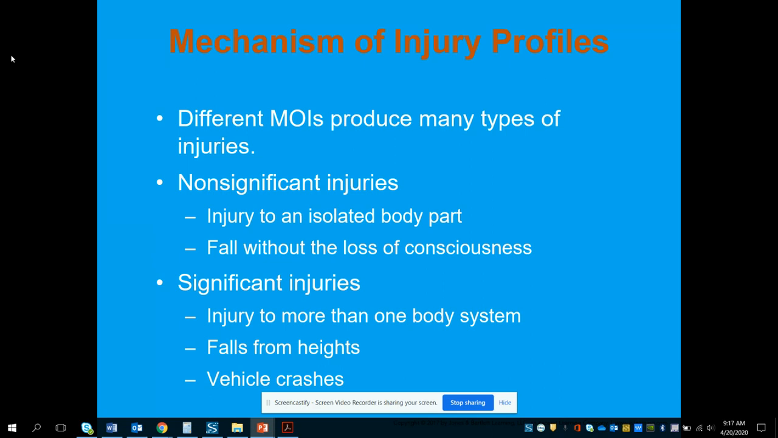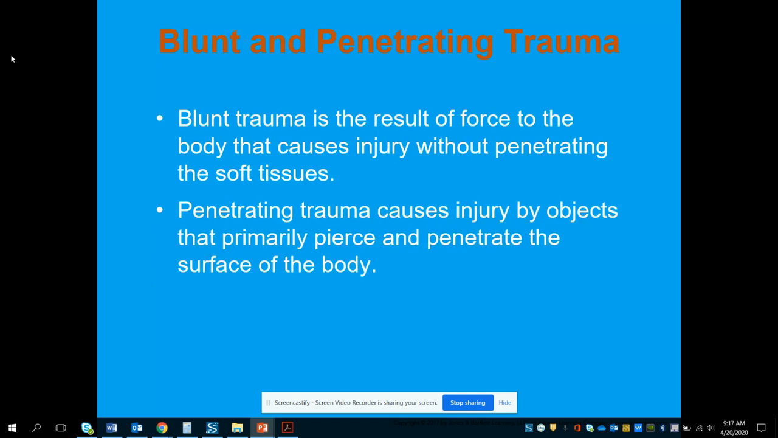Non-significant injuries, remember, can be injuries to an isolated body part or a fall without a loss of consciousness. And significant injuries, just to name a few, are when you have an injury to more than one body system, falls from great heights, or potentially vehicle crashes as well.